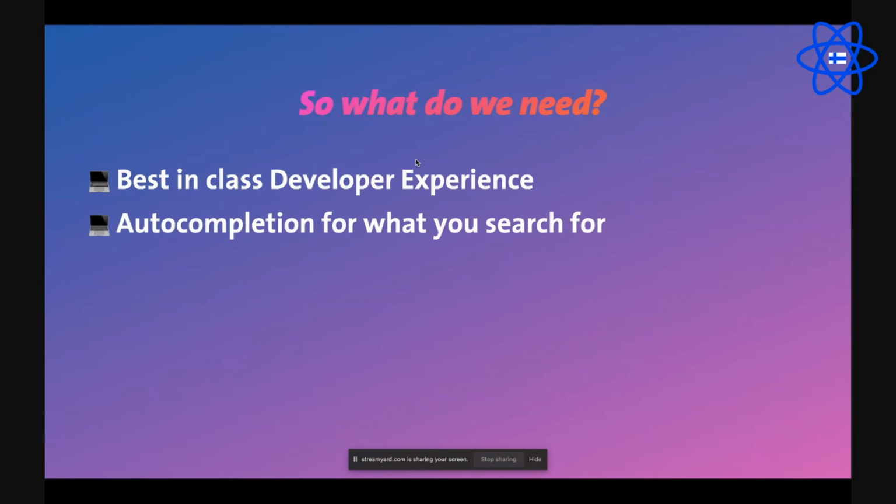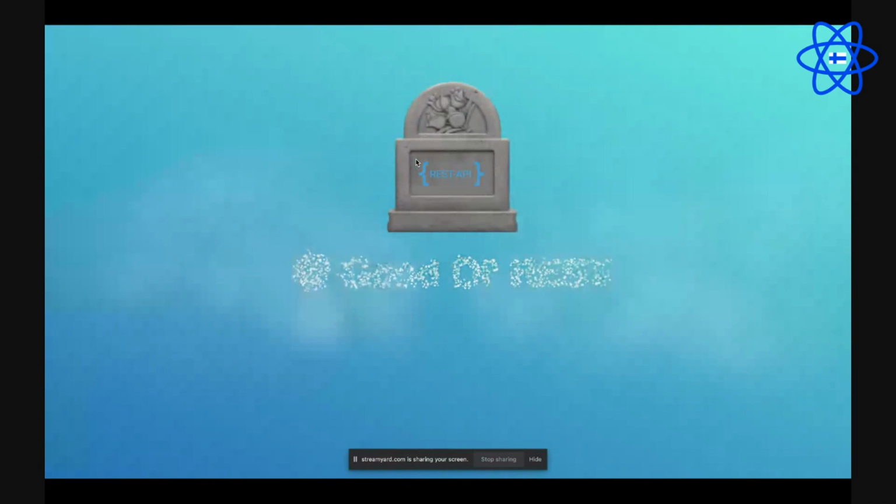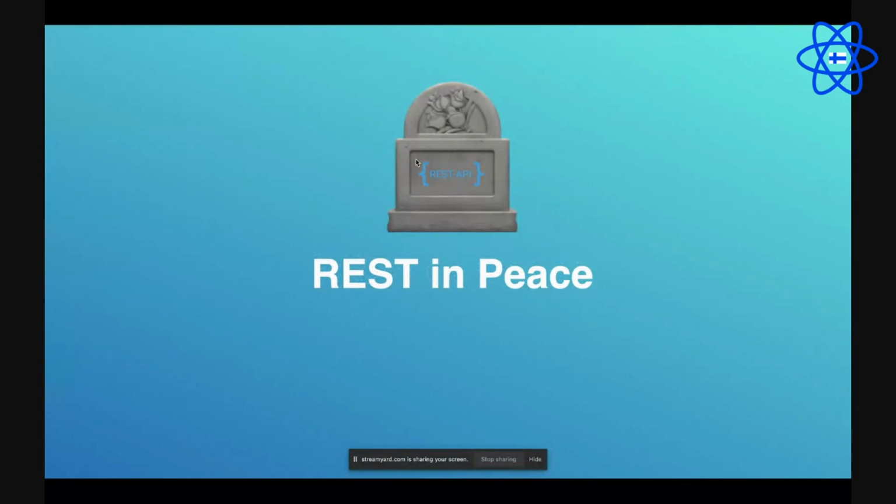We want autocompletion for what you search for. A developer is highly relying on IntelliSense. You want typed data. It's extremely important. And a vast ecosystem that is not framework or language dependent. And of course, you want to only fetch what you need and not 10 records more. So good old REST, maybe rest in peace.